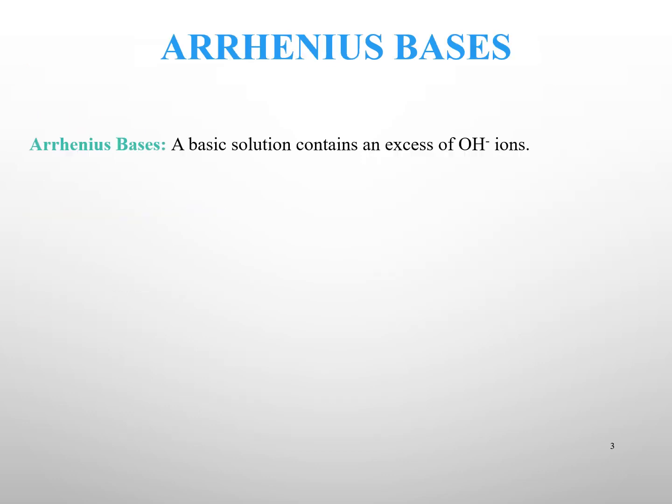On the other hand, we want to talk about the definition of an Arrhenius base. An Arrhenius base is a basic solution that contains an excess of hydroxide ions. So again, it's the same thing. Anything that's a basic solution, this is a base dissolved in water, an aqueous solution, and then when it's dissolved in water, it produces hydroxide ions.